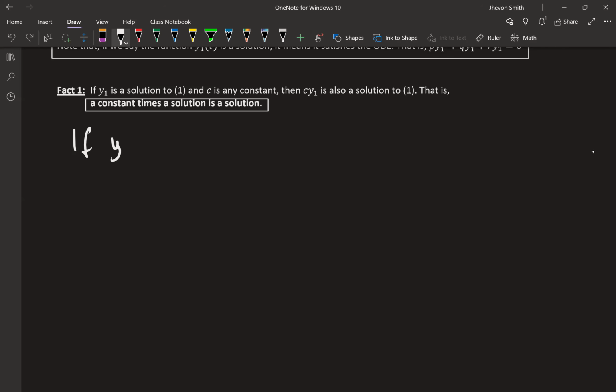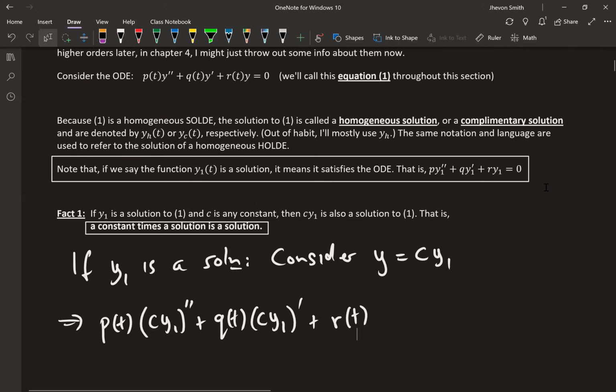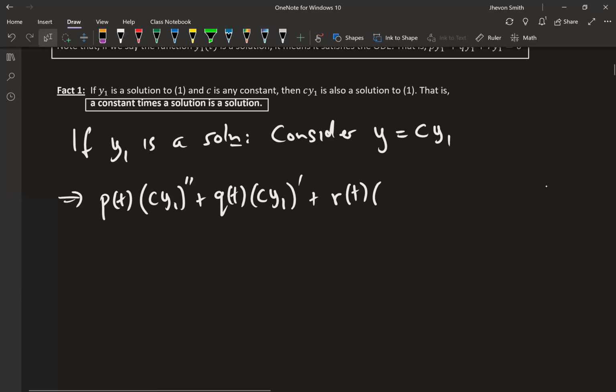So if y1 is a solution, then consider y equals c times y1. This means if I plug it into my differential equation, I would have p of t times c y1 double prime plus q of t times c y1 prime plus r of t, I think is the notation I was using up here. Yeah. r of t times c y1.